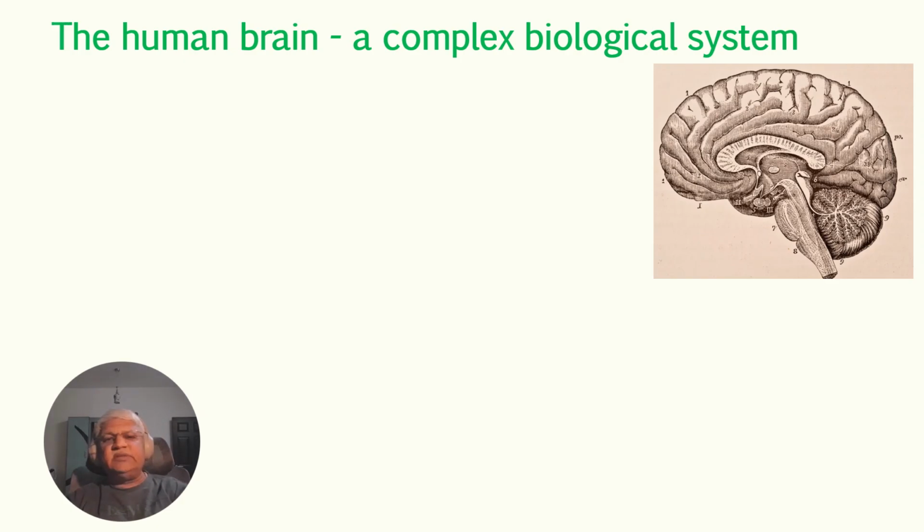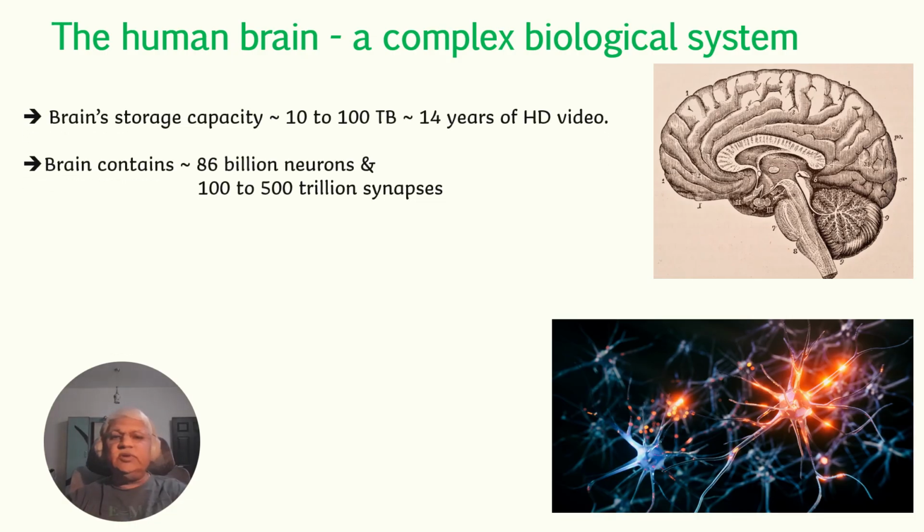Brain storage capacity is close to 10 to 100 terabytes, which is equivalent to 14 years of high definition videos. And the brain contains 86 billion neurons. Here in this picture, we have shown different neurons. These are all neurons here. And it contains 86 billion neurons, which also means it contains 100 to 500 trillion synapses.